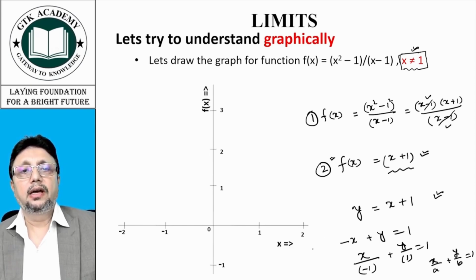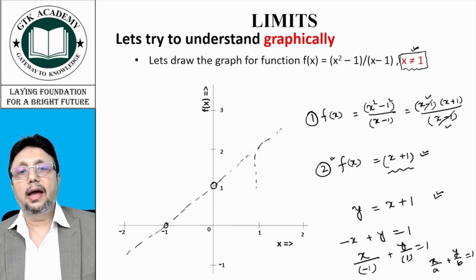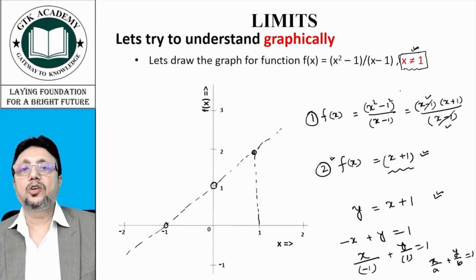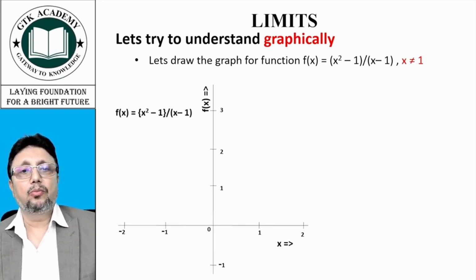x on this side and f(x), y on y-axis. So this line will have an intercept of minus 1 on x-axis, means it will pass through minus 1, and 1 on y-axis. So the line will roughly look like this, right? But at x is equal to 1, there will be a gap, because at x is equal to 1, the function is not defined. So let's draw it properly.